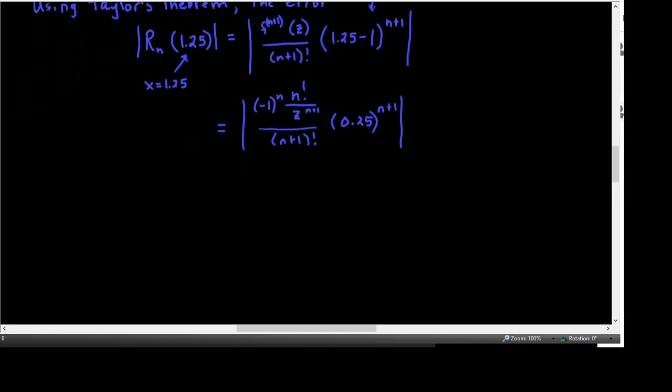Now, the power of negative 1, whether it ends up giving us 1 or negative 1, if we take the absolute value of either possible answer, it will become 1. N factorial is, by its nature, positive, and z, which is a number between x and c, where c is 1 and x is 1.25. Since z is that kind of number, z raised to any power will be positive, so I don't need to do anything because of the absolute value there.